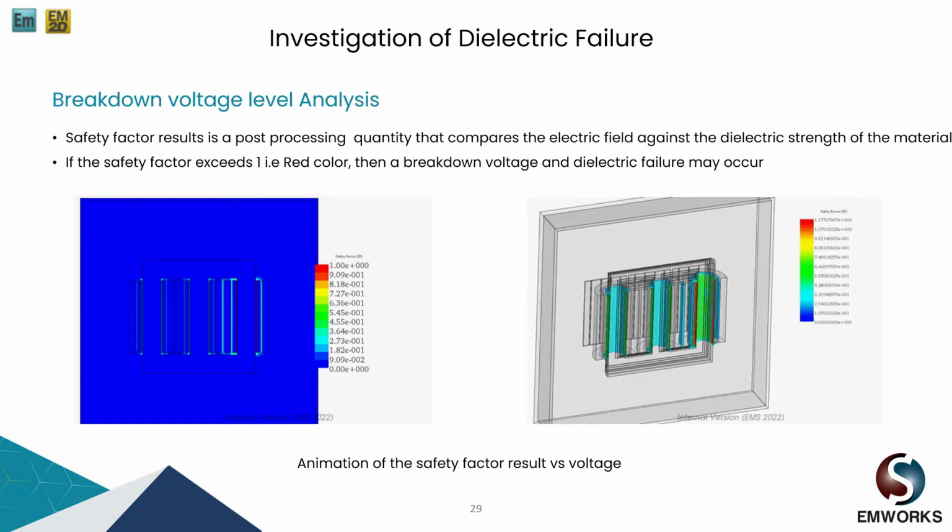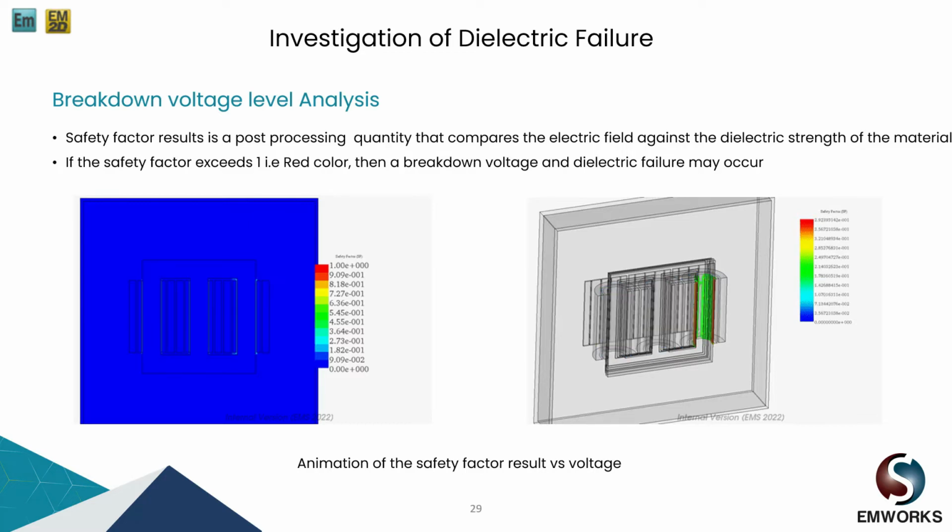So this can help us to identify the dielectric failures of the insulation that we are using in our transformer. Now, some isoplots are also shown on the right side.